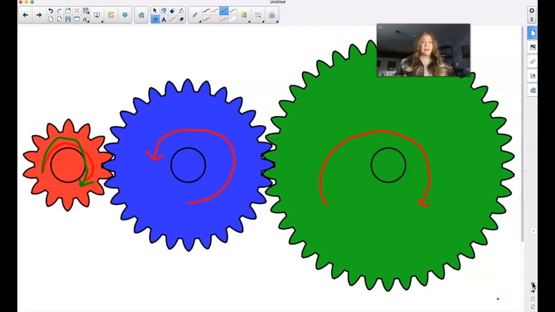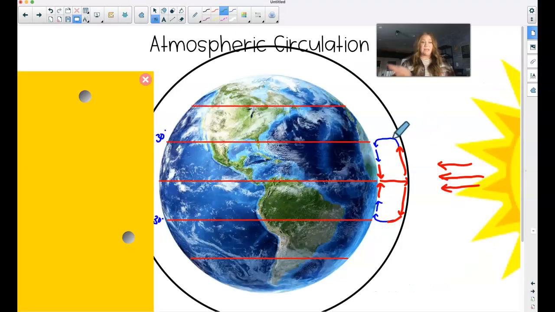So that is what is going to happen in these cells here. In our next cell up, this air was coming down, going down that way. So that means in this cell, it has to do the same thing, and that means it has to travel in the opposite direction.